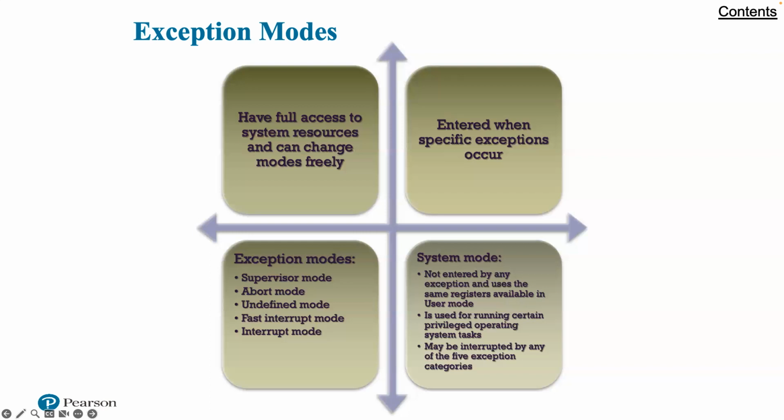We have the interrupt mode. It's entered when the processor receives an interrupt signal from any interrupt source other than the fast interrupt, and an interrupt may only be interrupted by a fast interrupt. The remaining privilege mode is the system mode. This mode is not entered by any exception and uses the same registers available in user mode. The system mode is used for running certain privileged operating system tasks. System mode tasks may be interrupted by any of the 5 exception categories.